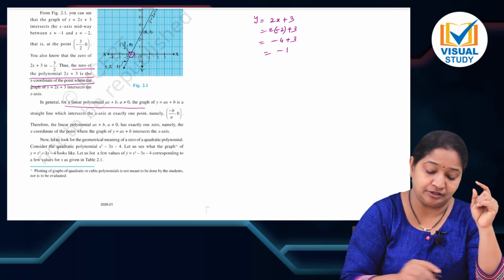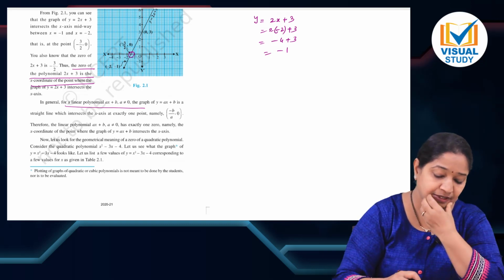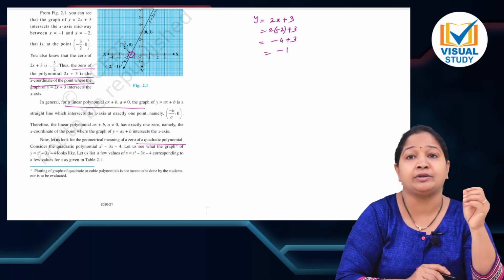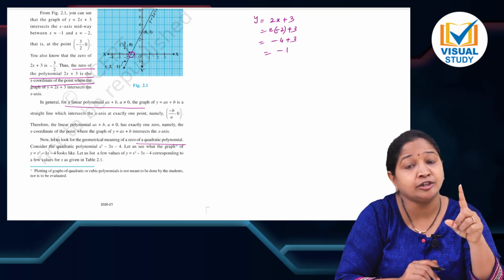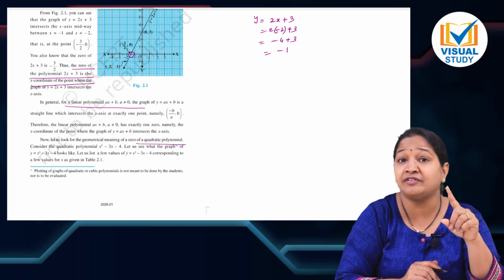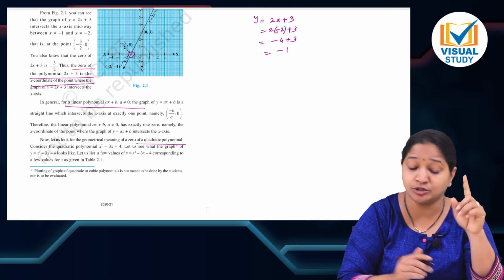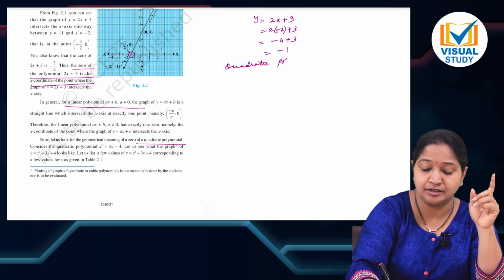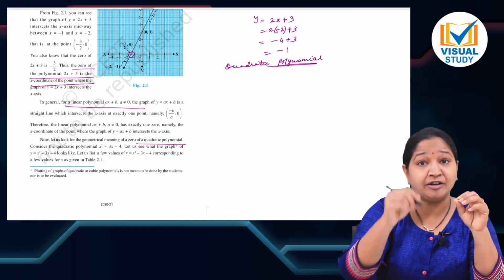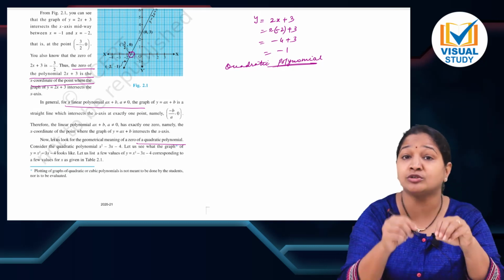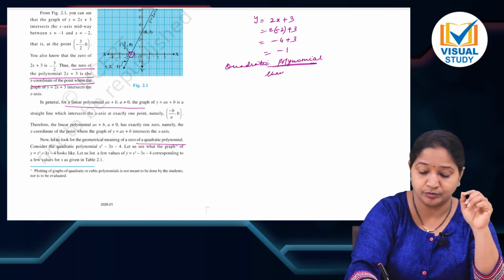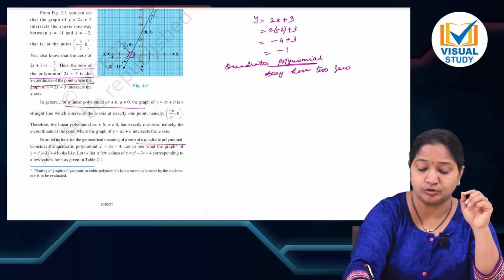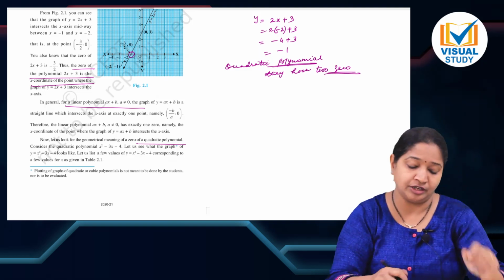Linear polynomial, they have told us again. Now, let us consider the quadratic polynomial. A quadratic polynomial has degree 2. Therefore, it has 2 zeros. We will show how they have 2 zeros.